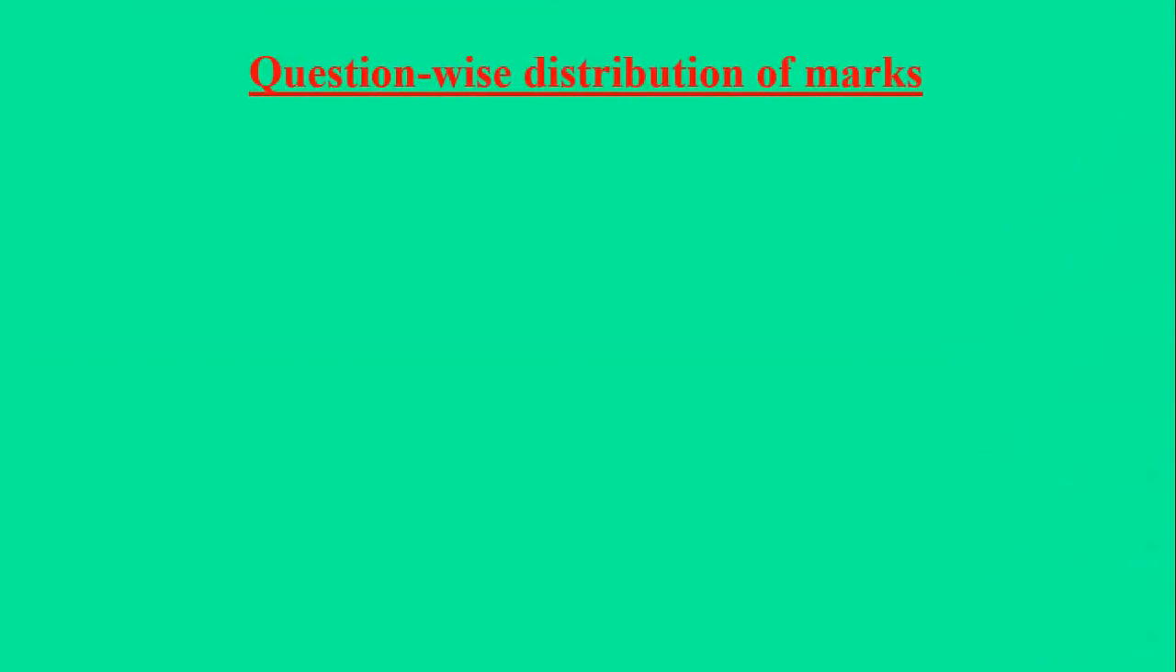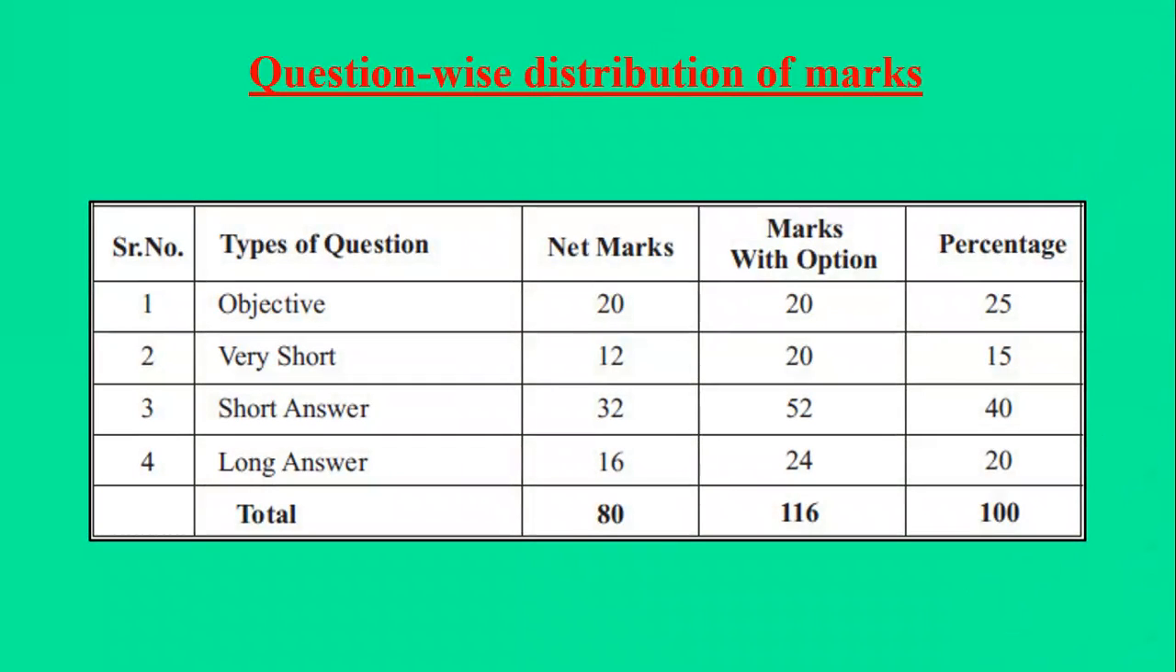Now let us see question-wise distribution of marks. Types of question, net marks, marks with option and percentage. Objective types question, net marks 20, marks with option 20, percentage 25. Very short questions, net marks 12, marks with option 20, percentage 15.